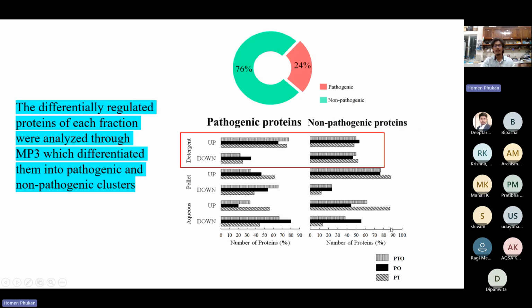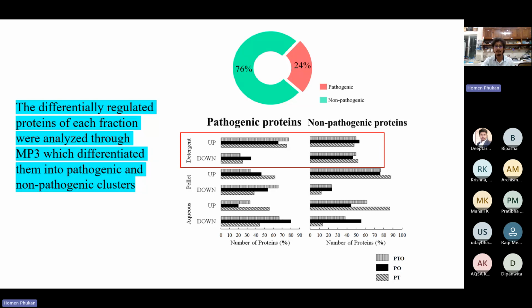Further, we proceeded with their pathogenicity analysis. We performed a bioinformatic pathogenicity analysis with the help of MPT, which is based on a hidden Markov model and SVM algorithm, which can differentiate the pathogenic and non-pathogenic clusters. So we were able to find that among the differentially expressed proteins, 24% are pathogenic proteins and 76% are non-pathogenic proteins. And further, we took 3 parameters for a comparative analysis: their pathogenicity, subcellular fraction, and differential expression.